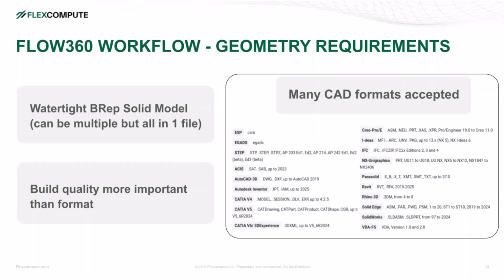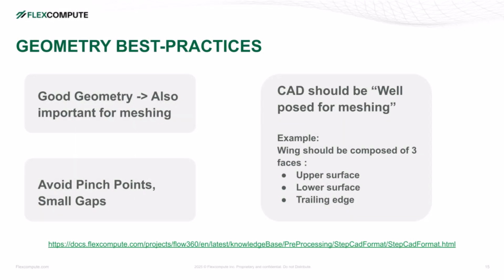For geometry requirements, we support watertight BREP solid models. There can be multiple solids, but they all must be within a single file. Many different formats are accepted, and you can see the full list over on the right. If you have a format not listed here, please reach out to us, and we will ensure we can get it imported. We also have some best practices that we recommend for geometry.